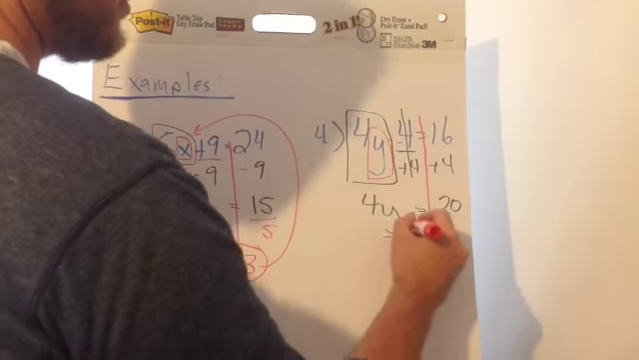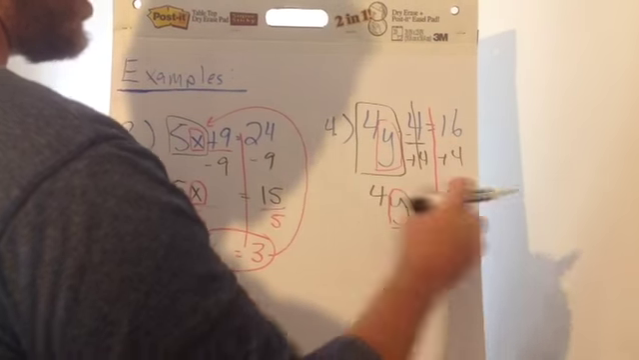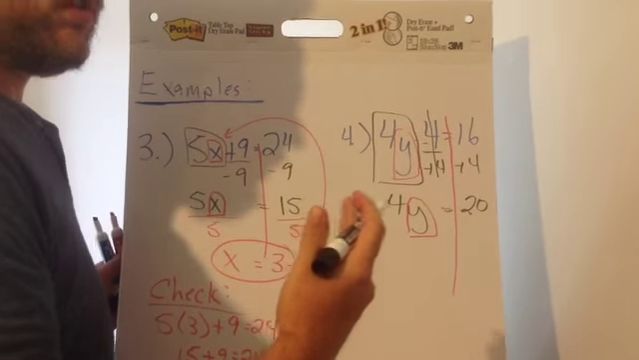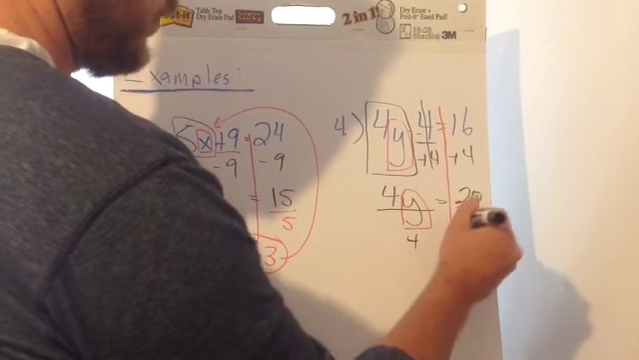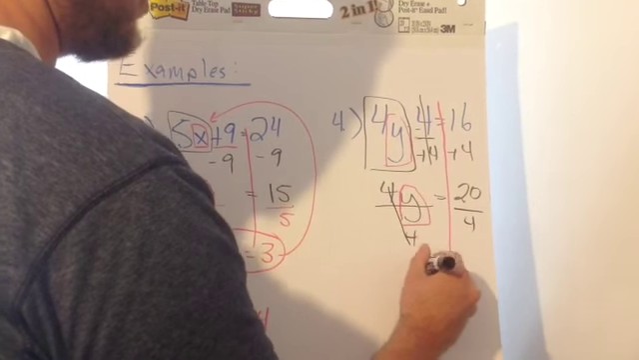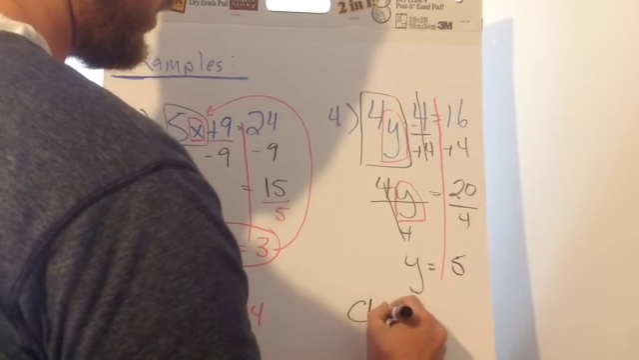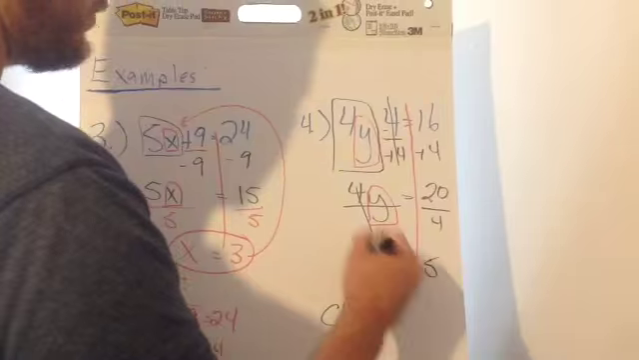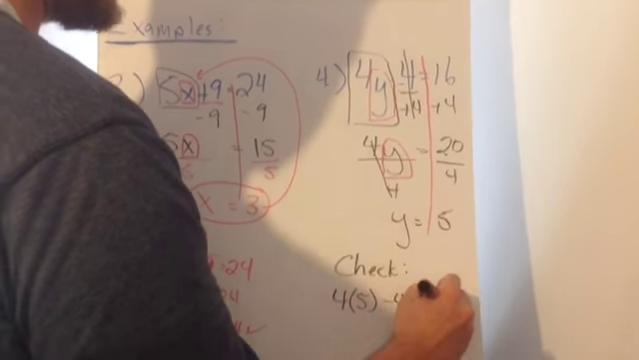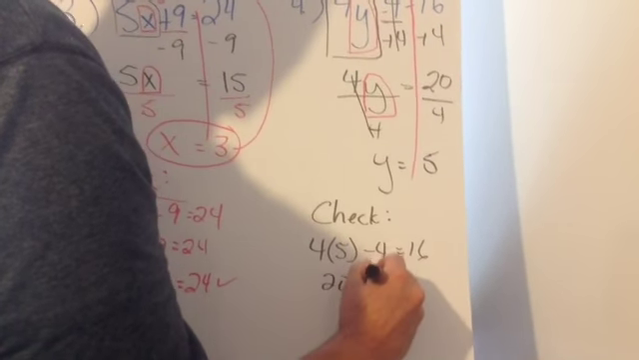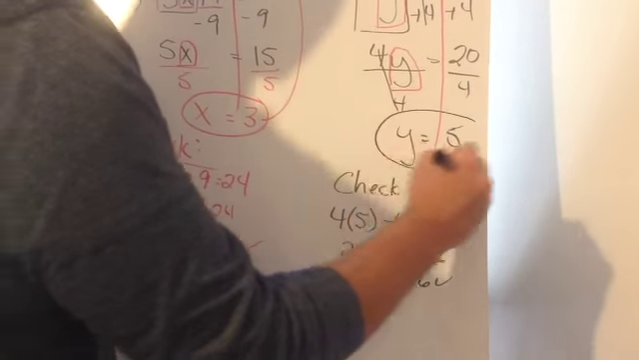Alright, now we did step 1. Step 2 is to get y by itself. So 4 times y equals 20. So 4 is being multiplied by y. So if I use the inverse, which is divide by 4, that goes away, leaves me with y equals 5. Last thing is to check. So you plug this back in. So 4 times 5 minus 4 equals 16. That's 20 minus 4 equals 16. 16 equals 16, so that checks.